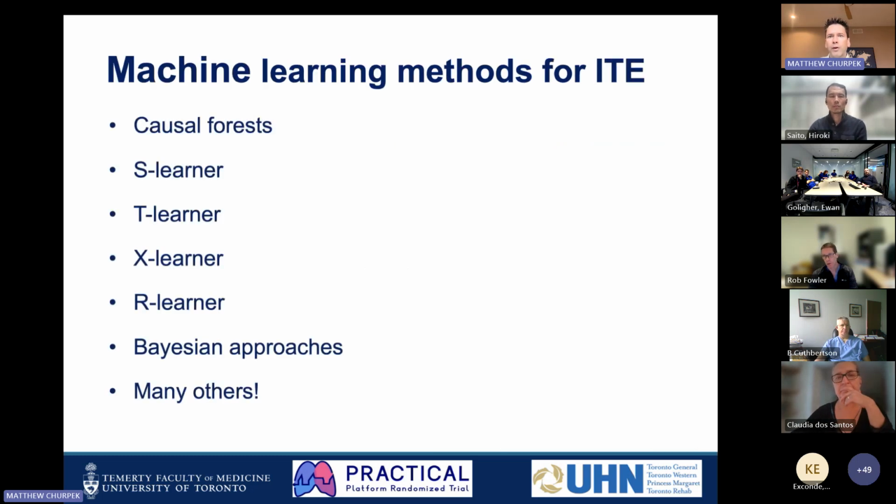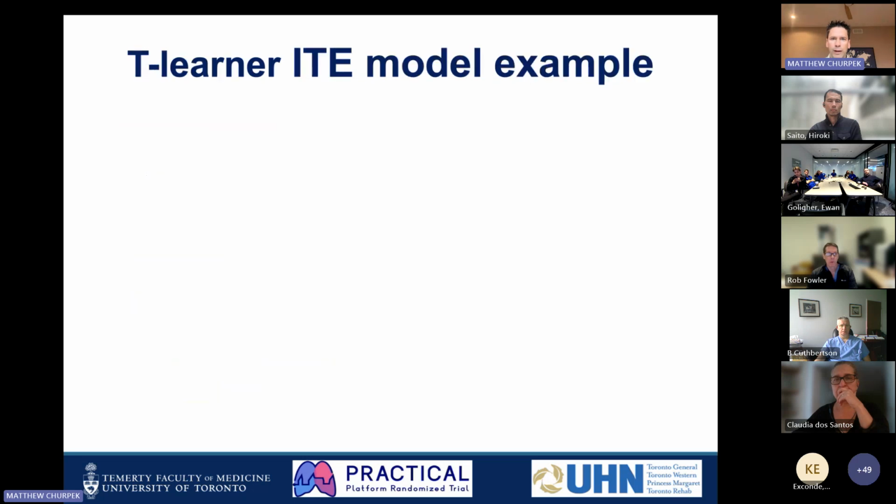There are a number of different methods for these effect models. Some of you may have heard of things like causal forests or random forests. Random forests are a popular approach for predicting an outcome. Causal forests are related to random forests, but they're predicting essentially this individualized treatment effect. And so there are many, many approaches that are available. I'm going to give you one example to try to solidify what these models are actually doing.